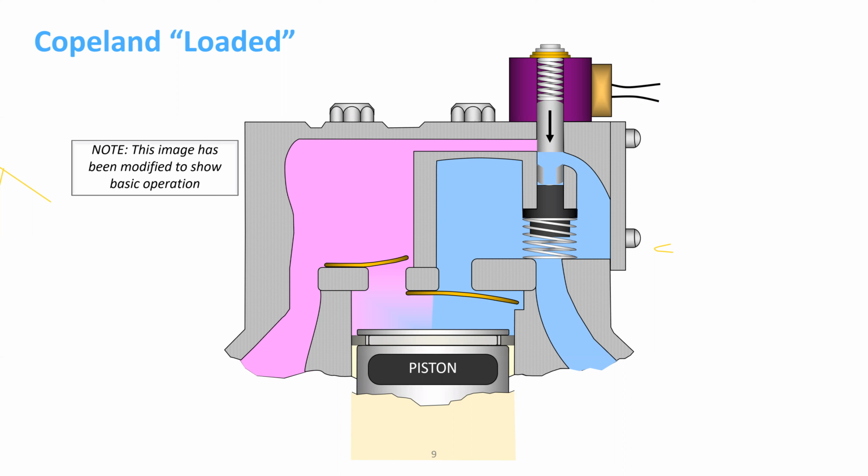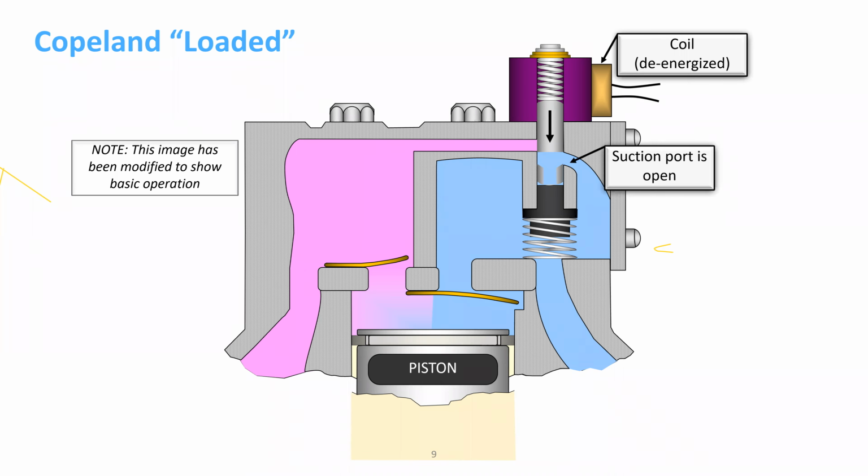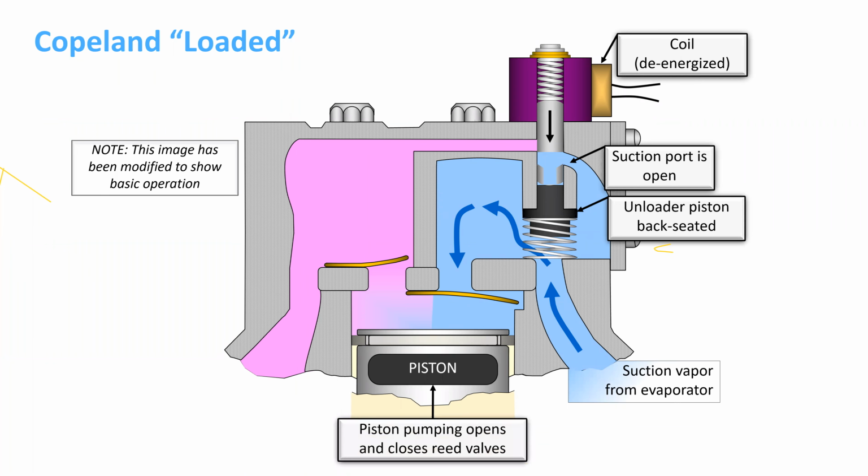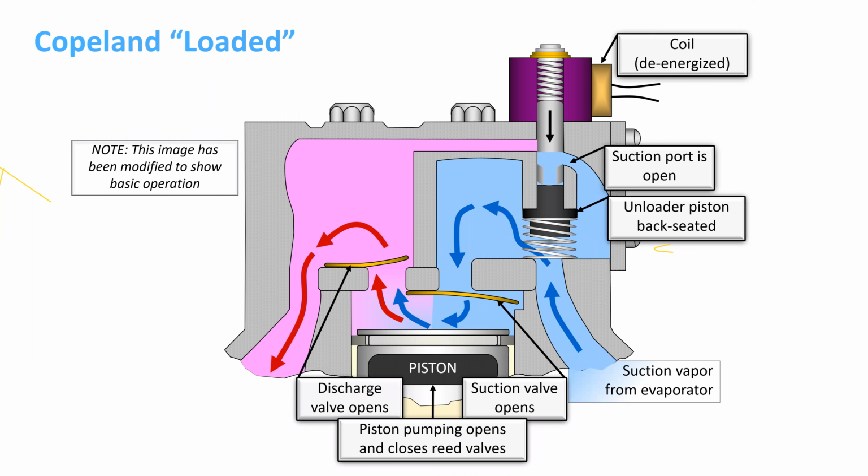So here is the compressor head cutaway of a Copeland compressor fully loaded. The unloader coil on top is de-energized. The suction port is open, and the unloader piston is backseated. So basically all the refrigerant suction is going to come in through the suction into the cylinder, and the piston's going to pull down, pull the gas in, suction valve opens, discharge valve opens when the piston comes up, and we have our flow through the piston and cylinder. So the compressor is doing its full load of work as the piston operates.